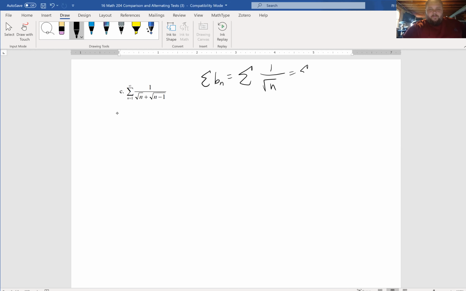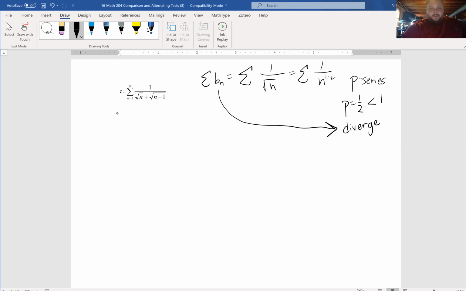We could rewrite that as this. You should recognize that as a p series. P equals 1/2, which is less than 1, which means diverge. So b sub n is divergent. So the best we could do is prove that a sub n diverges.